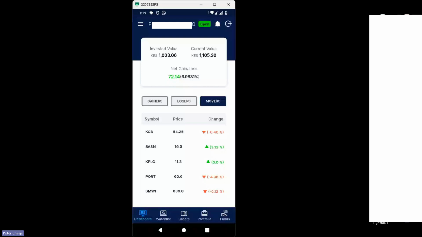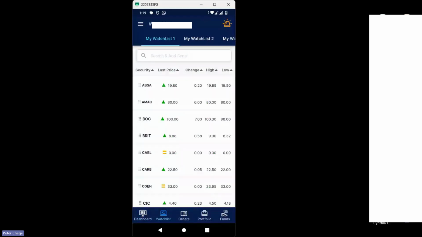So I've moved from the dashboard to the watch list, because this one I want to explain. The dashboard gives you the list of shares. That is the security code. The last price is the price that executed maybe a few minutes ago. The last execution that happened for any share, like ABSA at 1980, is the latest price that executed. When I go to order entry, you see the details. Then there is high and low, which I think are self-explanatory.